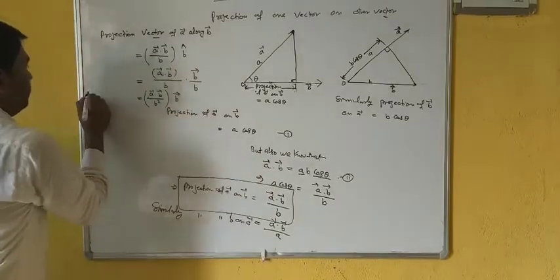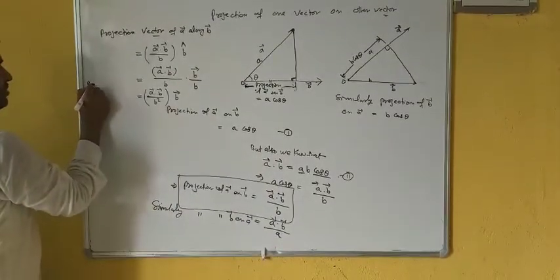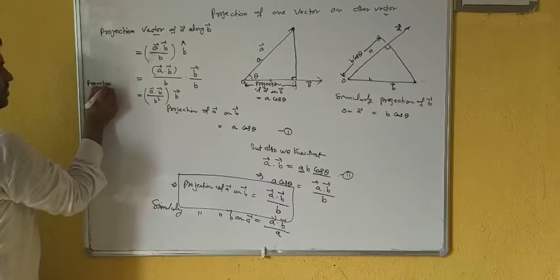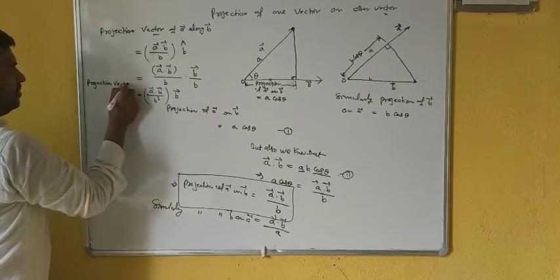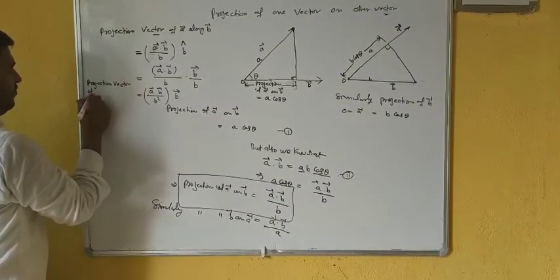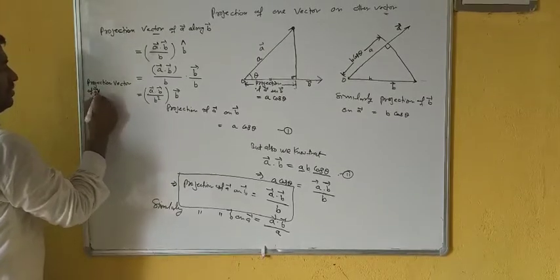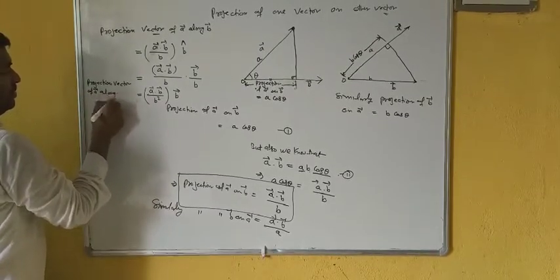So this is your projection vector of vector A along vector B.